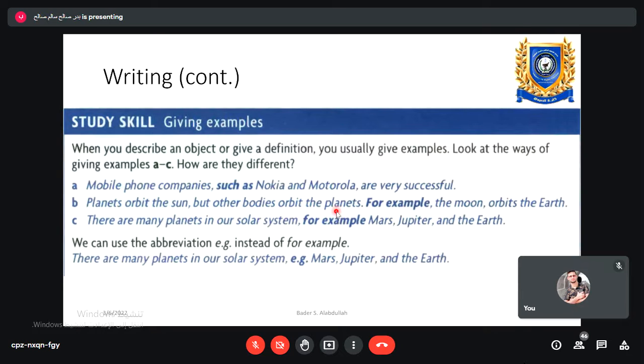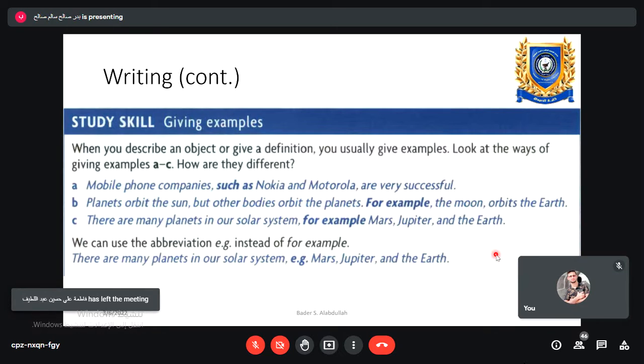The second sentence, the moon orbits the earth. This is a completely separate sentence from the first one. We used, for example, to join them, but they are still two different sentences. The first sentence ends here, and the second sentence starts with for. And as you can see, the capital letter F, because it's at the beginning of a sentence. And of course, we end with a full stop.